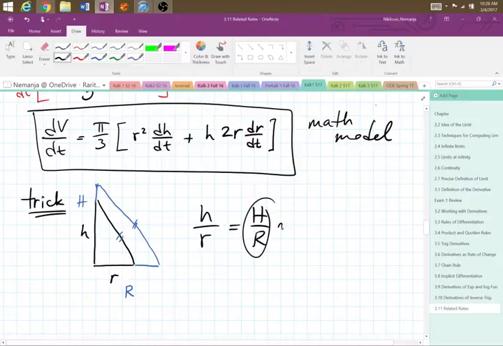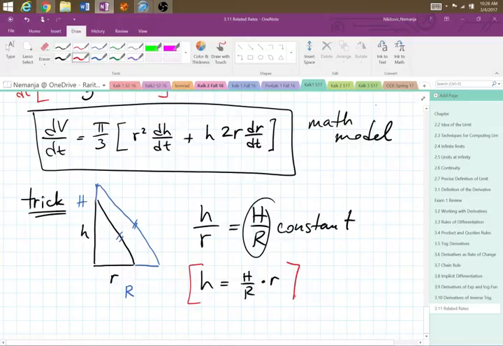That's a constant. So you can see that the height is equal to H/R, which is a constant, times little r, and then you take the derivative of that, and you have the related rates to plug in to replace the bad one right here. Then you plug in the rest.